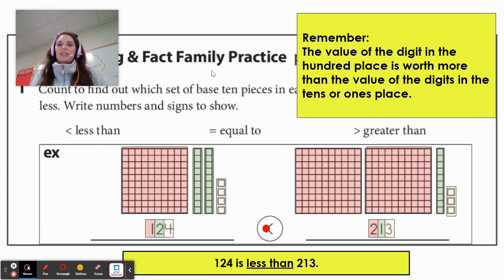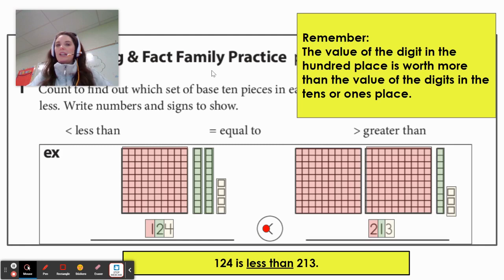Like I said in a previous lesson, you also might think of it as an alligator mouth or a crocodile mouth. All right, so the alligator wants to eat the larger number. Right now, the mouth is chomping on, see if I can do it right, it is chomping on 213 because that is the larger number. It wants to eat the bigger number. That's one other way you can remember less than, equal to, or greater than.